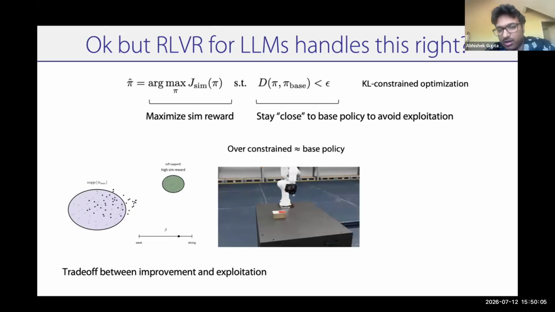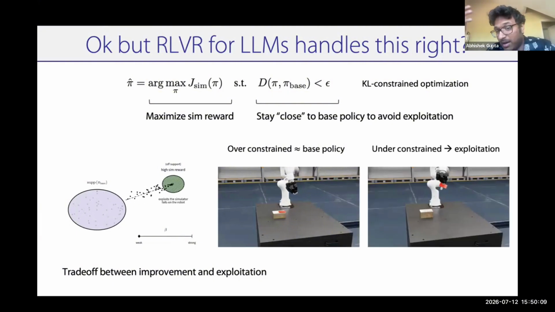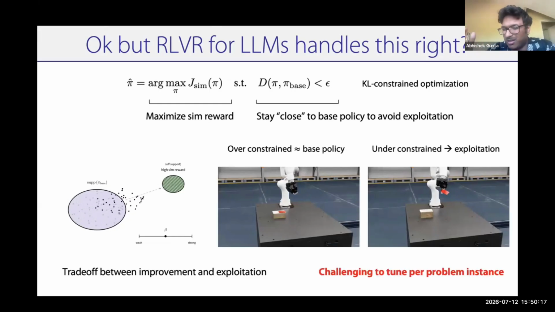So if you're over constrained, you stay pretty close to the base policy, but if you're under constrained, then you get back into the scenario where you're exploiting. So for every problem in every instance, you have to go and tune these parameters to get it to work, and this quickly becomes hard to scale, right?